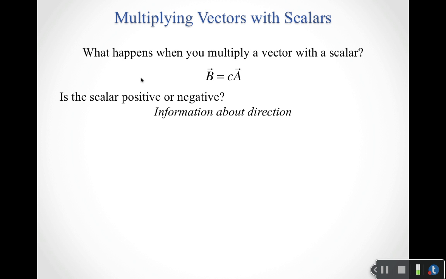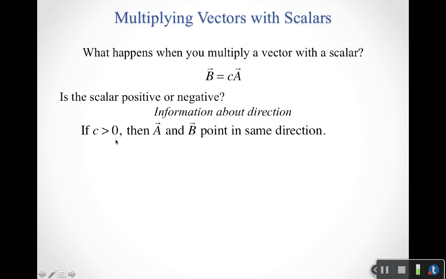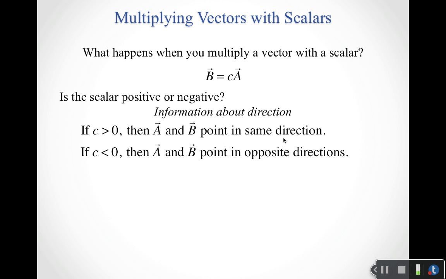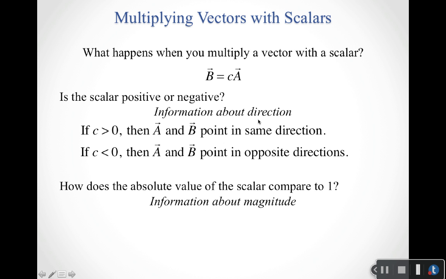Well, the first question to ask is, is the scalar positive or negative? This is going to give us information about direction. If our scalar is positive, then A and B are going to point in the same direction. This was the case where we were multiplying by positive 2, and we said positive 2A pointed in the same direction as A. If, on the other hand, the scalar is negative, then A and B point in opposite directions. In both of our other two examples, where our scalar was -1 and where our scalar was -1/2, the resulting vector flipped around and pointed in the opposite direction from A. It was up in the second quadrant rather than pointing down in the fourth. So the sign of our scalar gives us information about direction.